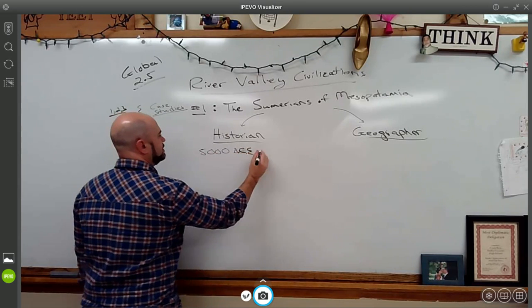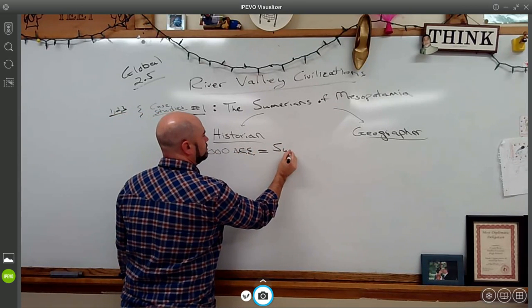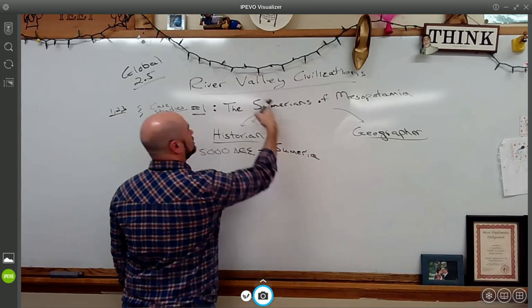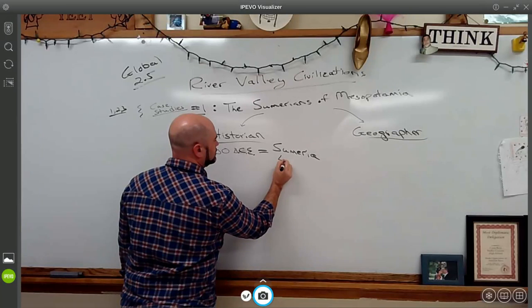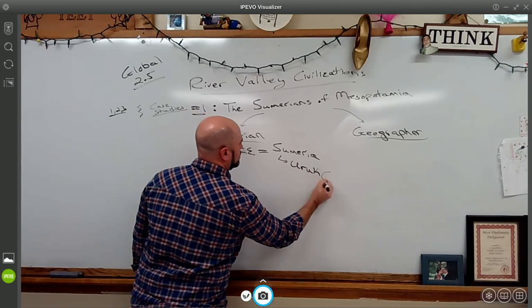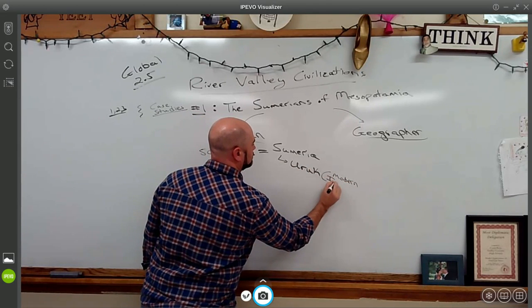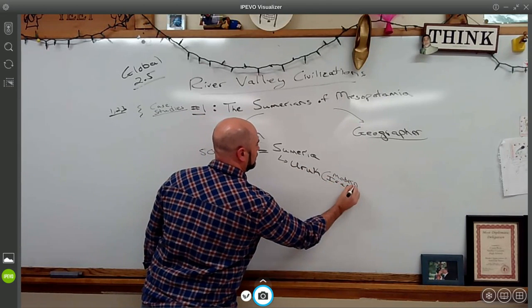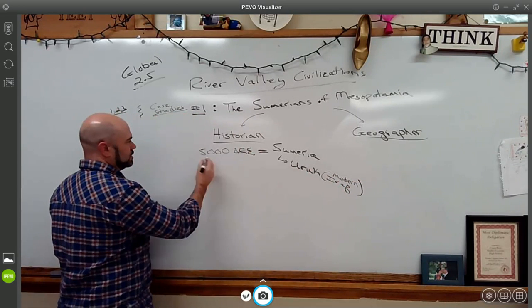About 5,000 BCE, you saw the situation where Sumeria forms. This is the ancient Sumerians of Mesopotamia. And Sumeria is going to contain Uruk, which we will refer to as modern Iraq, which is spelled I-R-A-Q. That's the modern area of the world that we're talking about.